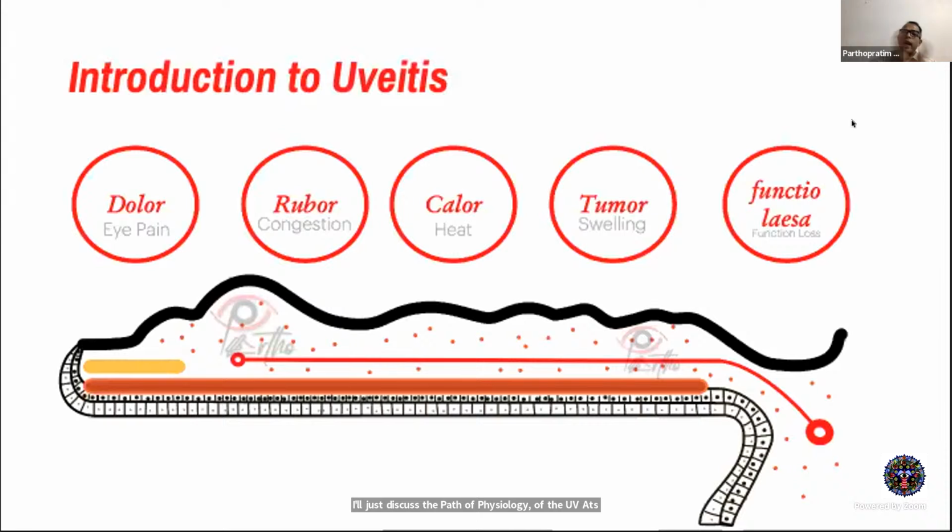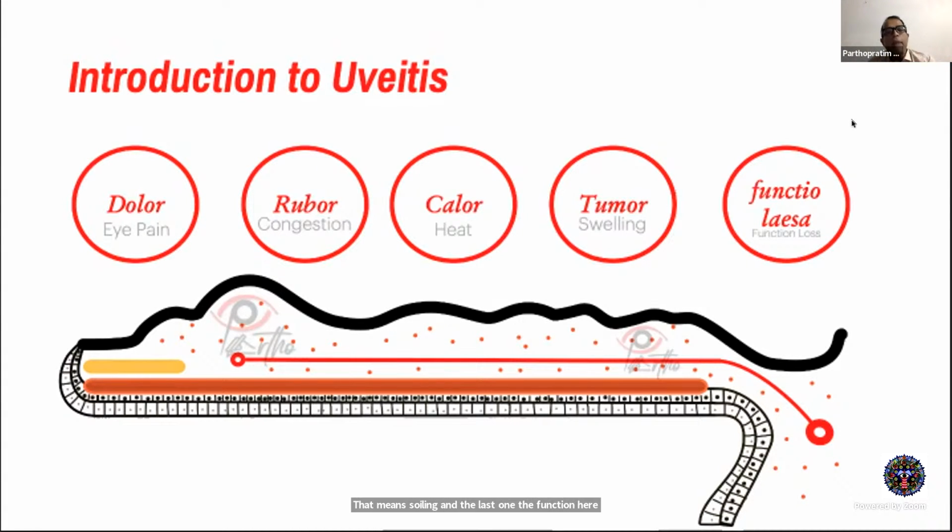Now, four cardinal signs of inflammation were described by the first century Roman medical writer Celsus. So this includes dolor, which means the eye pain. Rubor, which can be the congestion. Calor, which means the generation of heat. Tumor, that means swelling. And the last one, functio laesa, or the loss of function, was added later.